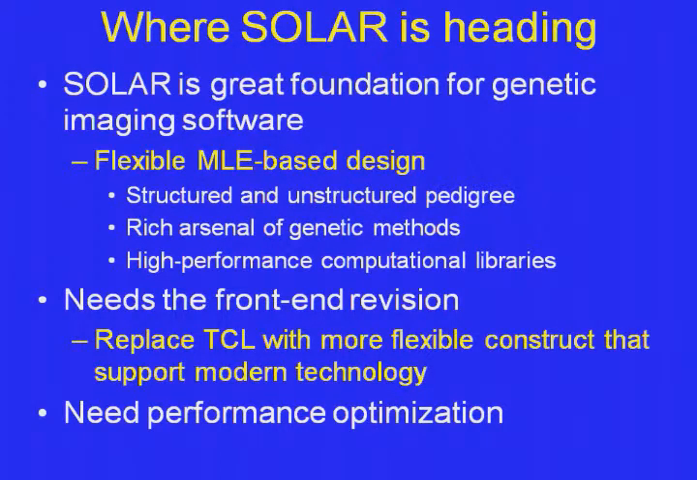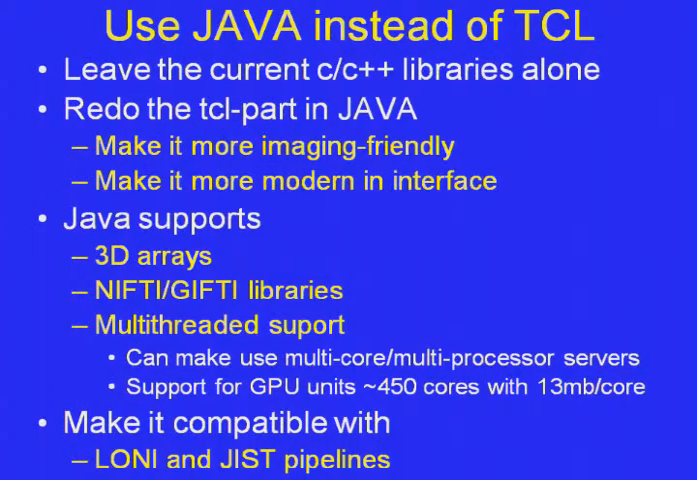So where we really need to concentrate is the front-end revision. Therefore, we're floating the idea of replacing TCL with a more flexible construct that would support modern technology, as well as provide performance optimization. The idea is to use Java instead of TCL. And I'm not saying the TCL part will actually go away. In fact, the two parts are going to coexist nicely side by side, because both Java and TCL can easily link to the object code stored in the C and C++ libraries.